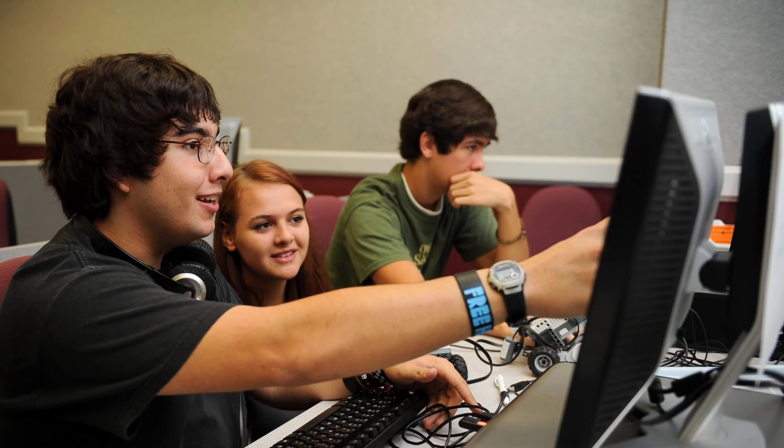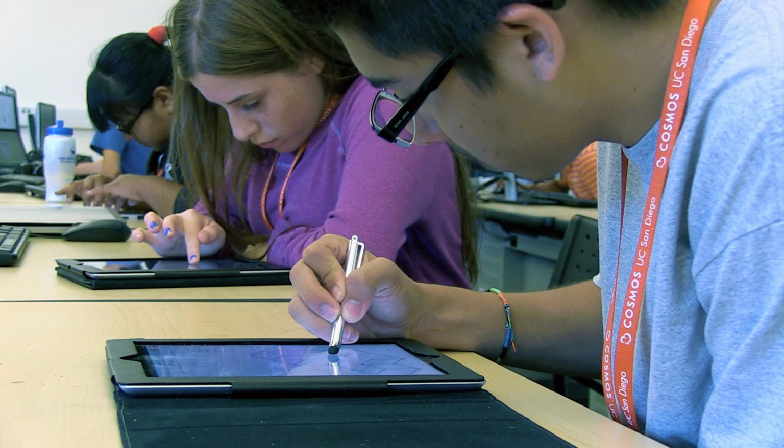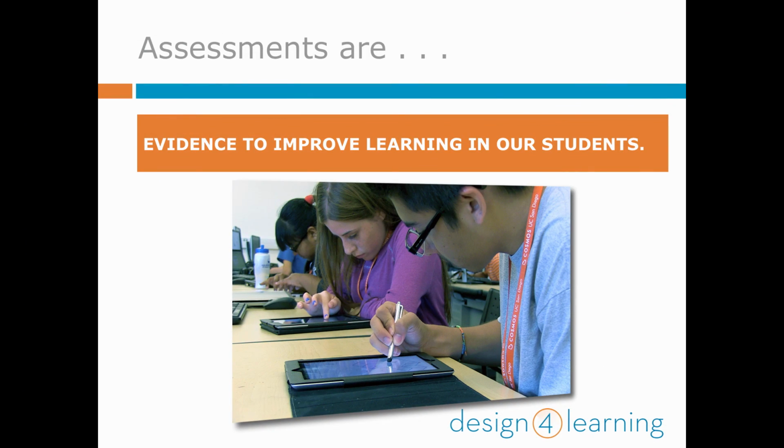Assessments are about collecting evidence that we are moving towards the achievement of our learning goals and outcomes. We will use that evidence to improve learning in our students.